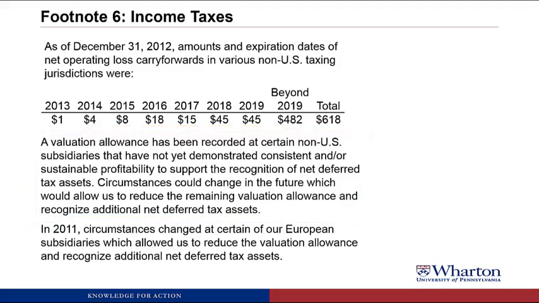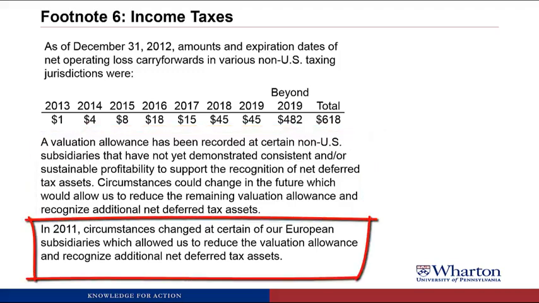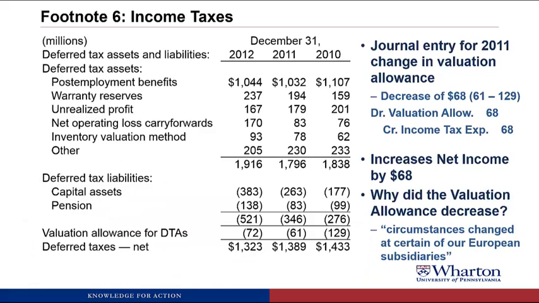And then here's the key. Moth says that in 2011, circumstances changed at certain of our European subsidiaries, which allowed us to reduce the valuation allowance and recognize additional net deferred tax assets. So there's our explanation. Circumstances changed at certain of our European subsidiaries. I don't know about you, but that makes me feel a lot better, right? Well, I guess I would like to see a little bit more hard information about what actually has changed, which subsidiaries. This is a very vague disclosure, and if we're concerned about this being used as last chance earnings management, I would actually like to see a little bit more convincing than what Moth has provided in this footnote.